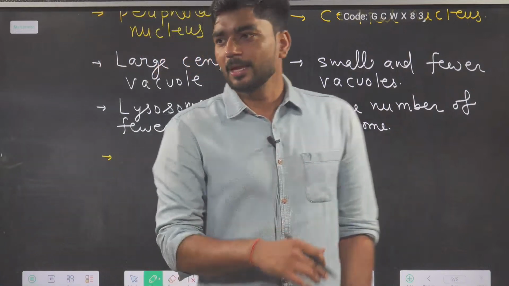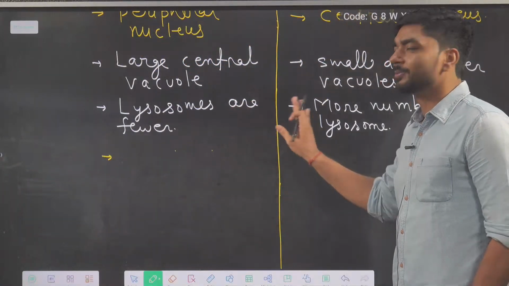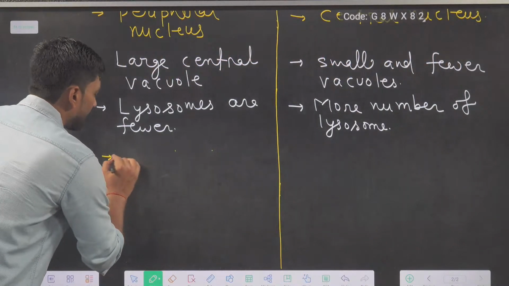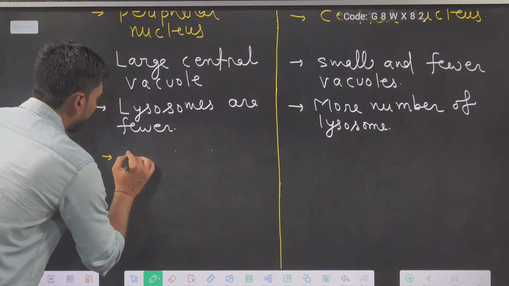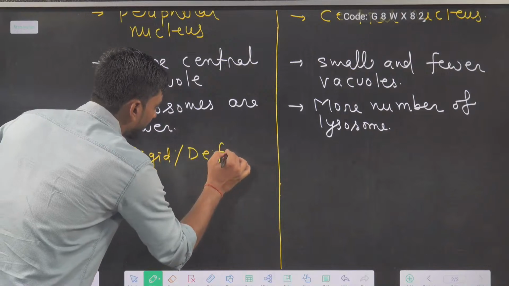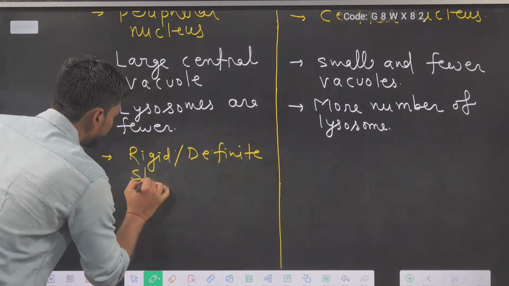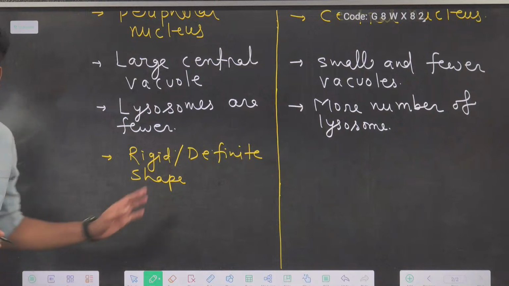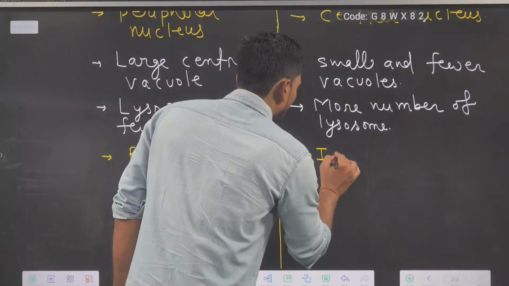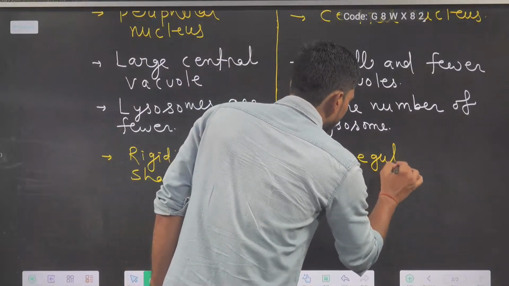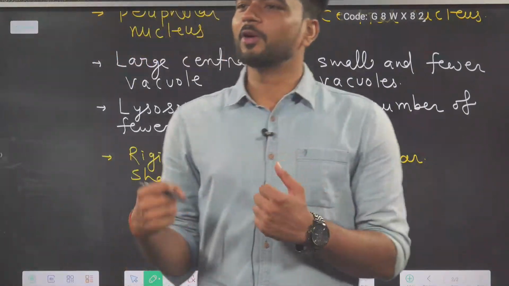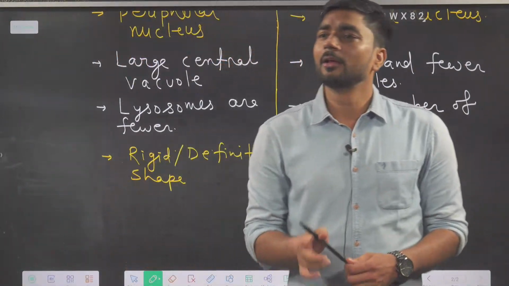Okay. So anyway, we'll move to the next part. Lysosomes is done. So after the lysosome, which one is having the rigid, or regular shape? So here we can say plant cells have a rigid shape, while in animal cells it's an irregular one.